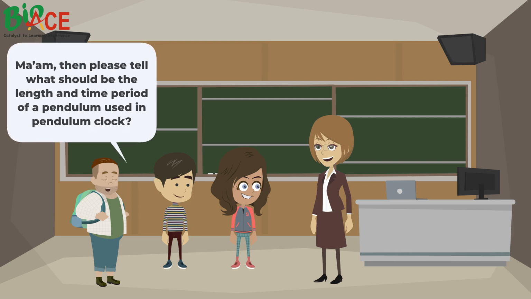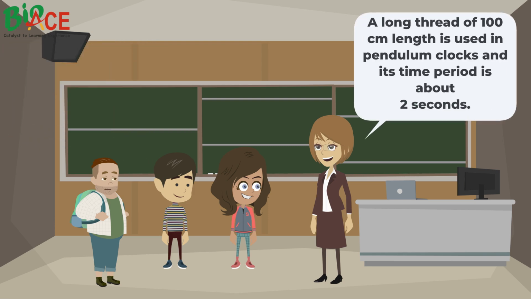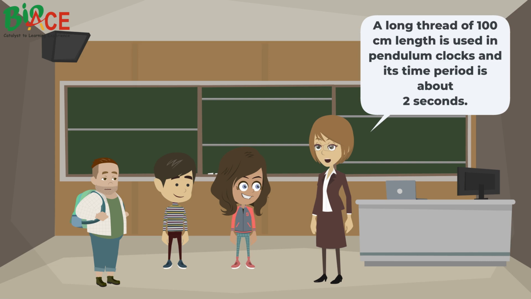Ma'am, then please tell what should be the length and time period of the pendulum used in a pendulum clock? A long thread of 100 centimeters length is used in pendulum clocks and its time period is about 2 seconds.